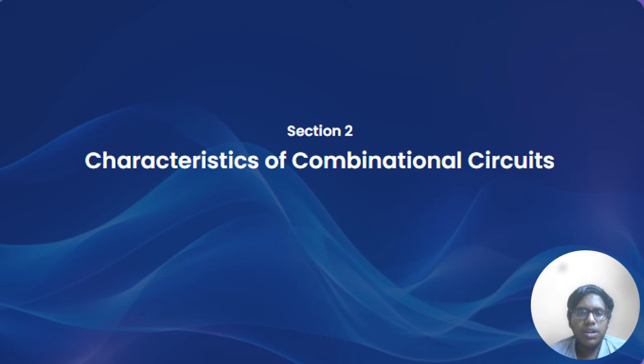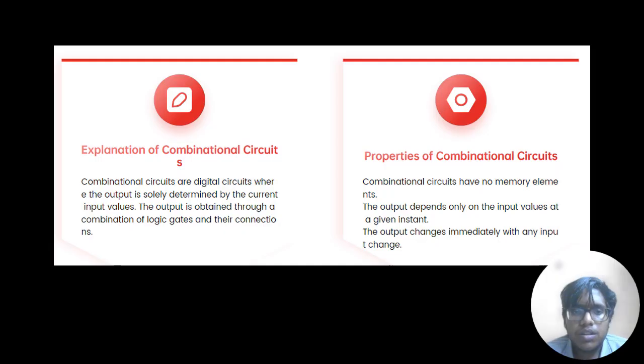Characteristics of combinational circuits. Combinational circuits are digital circuits where the output is solely determined by the current input values. The output is obtained through a combination of logic gates and their connections. Combinational circuits have no memory element. The output depends only on the input values at a given instant. The output changes immediately with any input change.